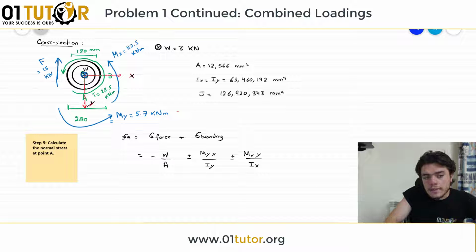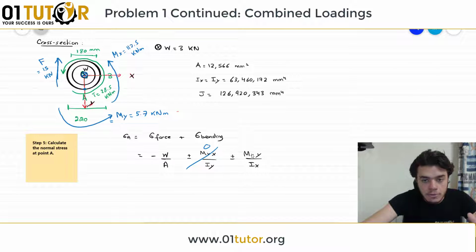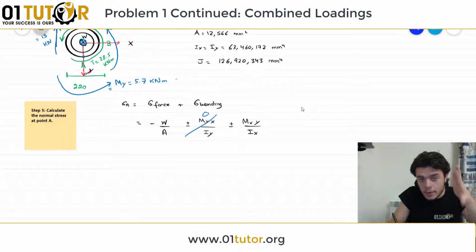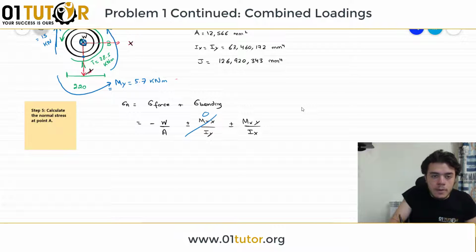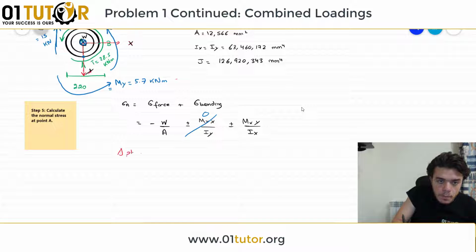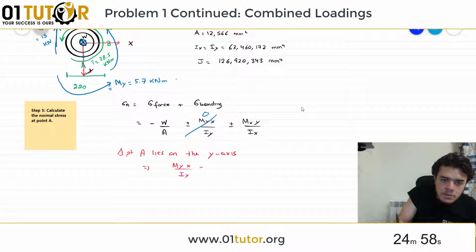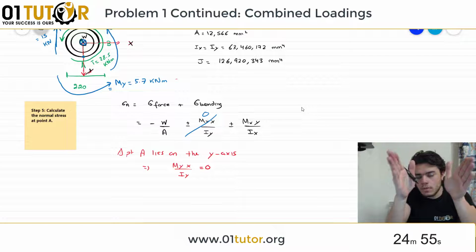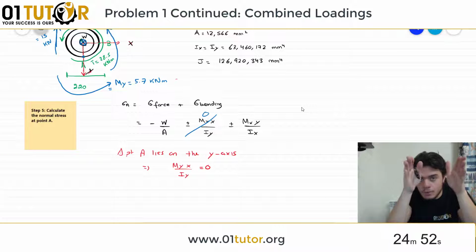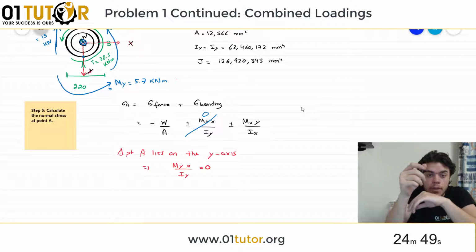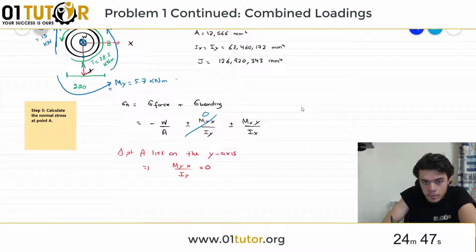So recall that since point A lies on the y-axis, the effect of My is going to be 0. If point A lies on an axis, then the moment about that axis contributes 0 normal stress. So point A lies on the y-axis, therefore MyX over Iy is equal to 0, because X is going to be equal to 0. There would be no horizontal distance between the point and the vertical centroidal axis. So before actually putting in numbers, what do you say in here?